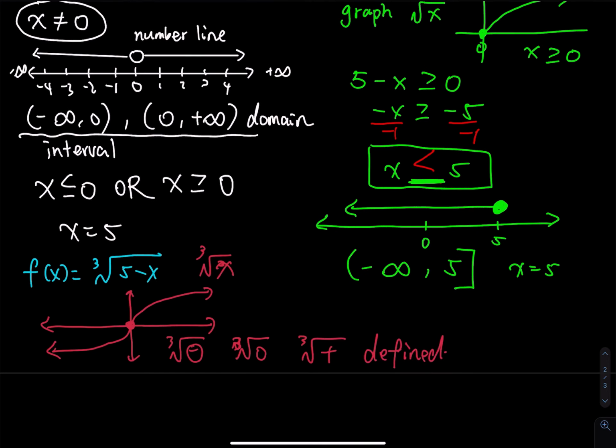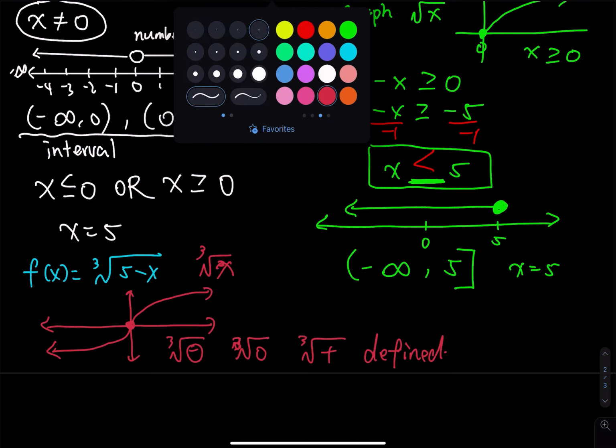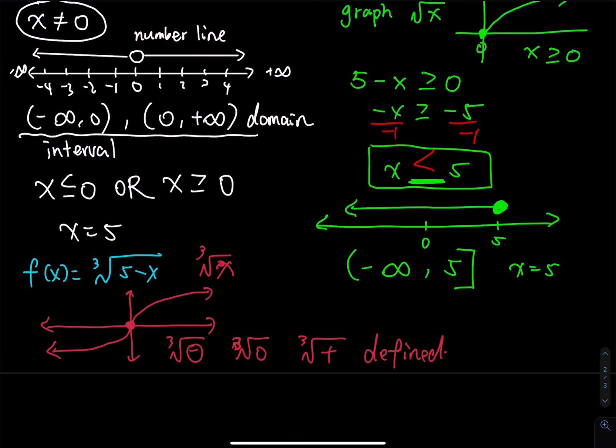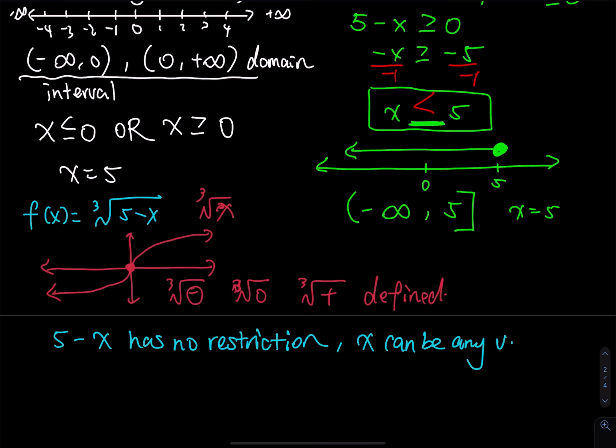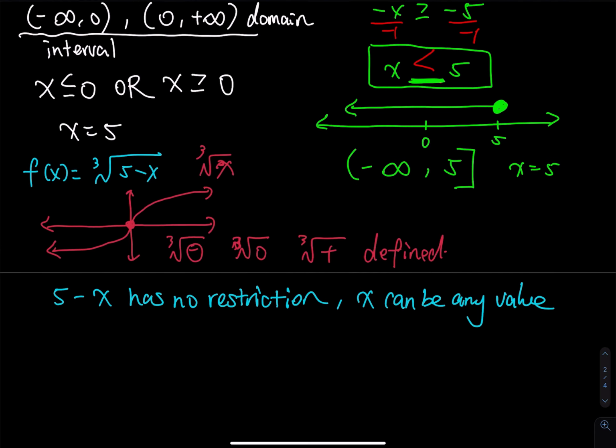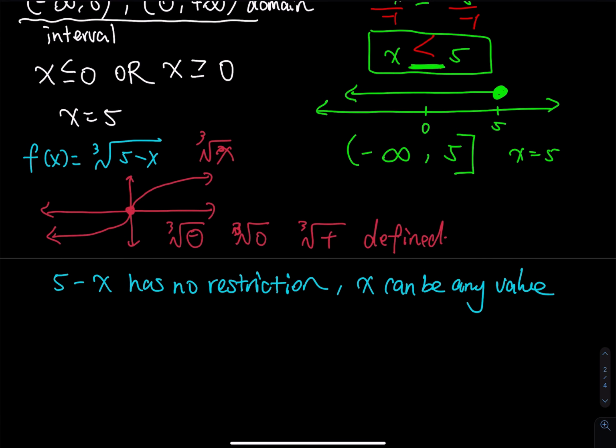What does that mean? That means x, 5 minus x has no restriction. What does that mean? No restriction means x can be any value. So x can be any value. So how do you express this on a line?